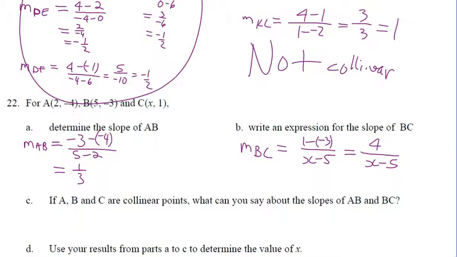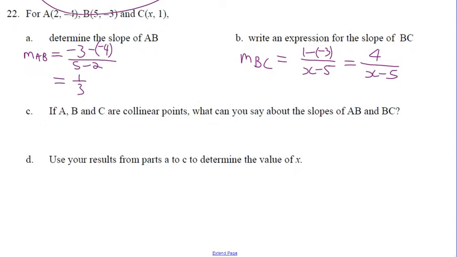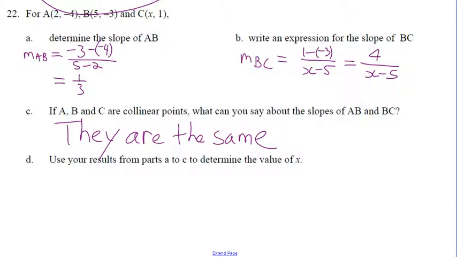If A, B, and C are collinear points, what can you say about the slopes of AB and BC? They are the same. So pretty much the answer to half the blanks on our worksheets is they are the same. Is that the same on the test? Nope. Aw.